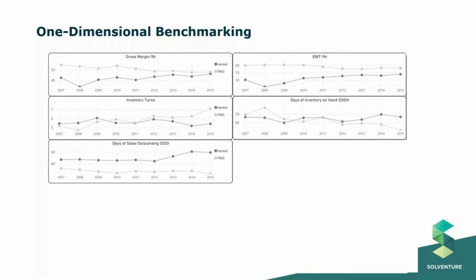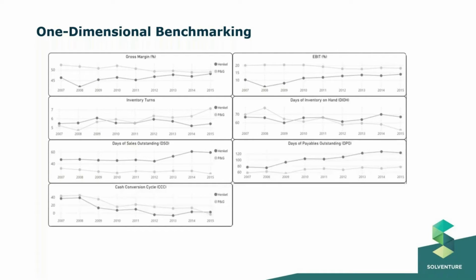The working capital position of P&G so far seems significantly better. Lower inventories and lower DSO. Then we come to the DPO. Yeah, that's where it gets a bit different. All of a sudden, we see the days of payables outstanding are way larger at Henkel. So Henkel is around 120 days, whereas P&G is around 80 days. And if I look at the cash conversion cycle, which is basically the days of inventory plus the days of sales minus the DPO, you see that they are quite comparable.